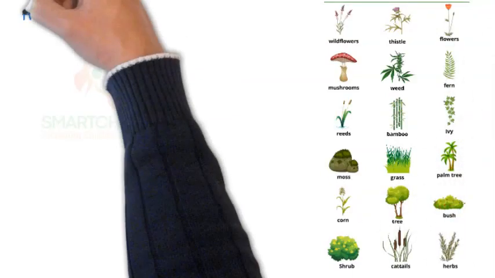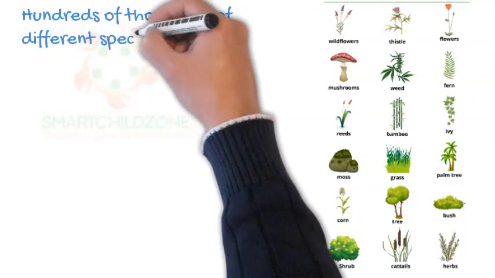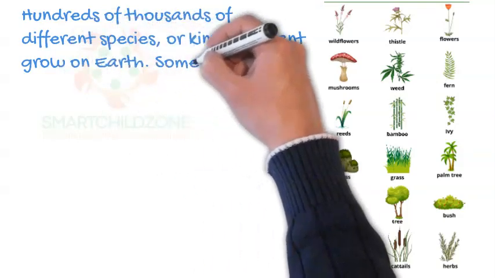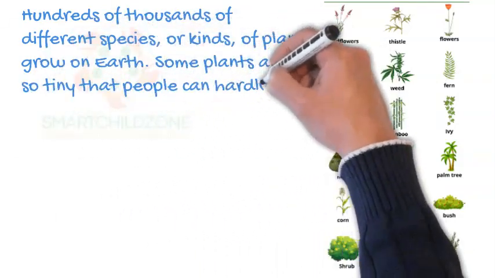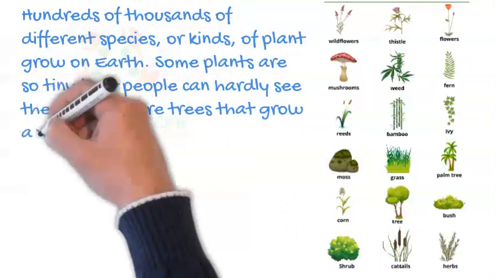Hundreds of thousands of different species, or kinds, of plant grow on Earth. Some plants are so tiny that people can hardly see them. Others are trees that grow as tall as skyscrapers.